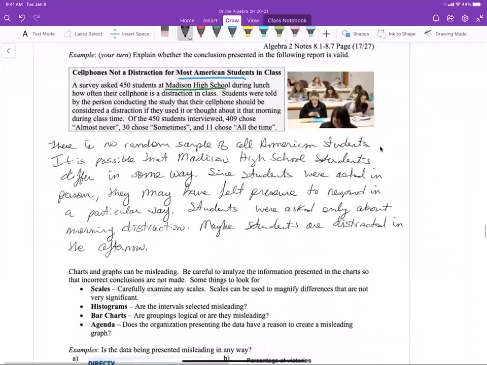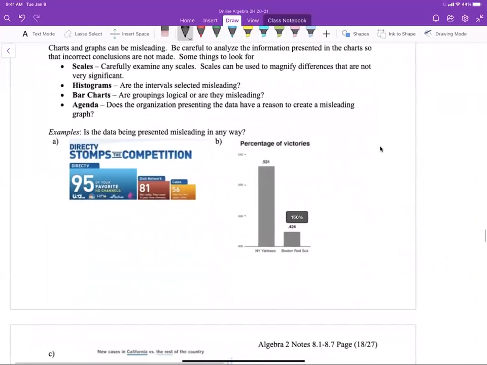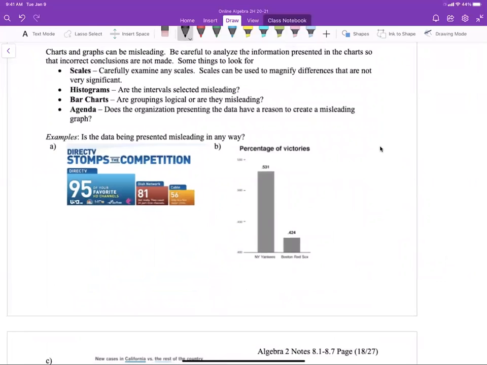Okay, let's move on. Now let's talk about graphs. Charts and graphs can also be misleading. Be careful to analyze the information presented in the charts so that incorrect conclusions are not made. There are very sneaky marketers out there that make graphs and charts make you believe what they want you to believe. Here are some things to look for. Scales. This is something they do quite often. Carefully examine scales. Scales can be used to magnify differences that are not significant. There are going to be some examples of that.